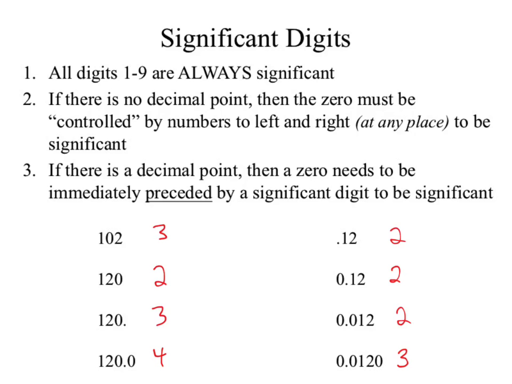Why is the last one 3, not 2? The 1 and the 2 are significant digits. I look to the left for the 0. What do I have? Nothing. Not a significant 0. I look to the left. A significant digit. There's my 3 sig figs.